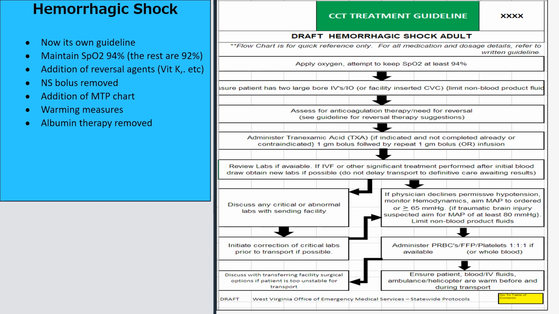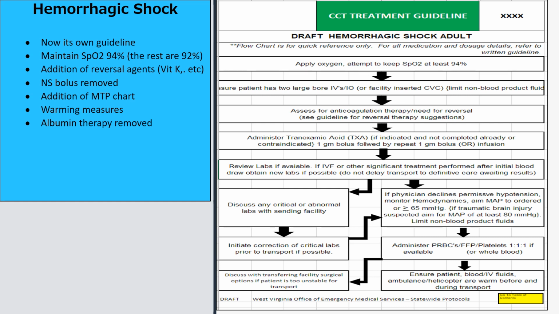We're going to go down the left side of the chart. Discuss any critical or abnormal labs with the sending facility. Initiate correction of critical labs prior to transport if possible. And discuss with transferring facility surgical options if the patient is too unstable for transport.